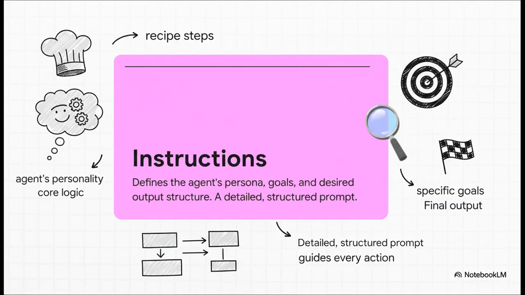Okay, next up, we have the instructions. And these are your super detailed recipe steps. This isn't just a one-line prompt. This is where you get specific. You define the agent's personality, you spell out its exact goals, and you can even tell it the precise format you want for the final result. This is the core logic that guides everything the agent does.